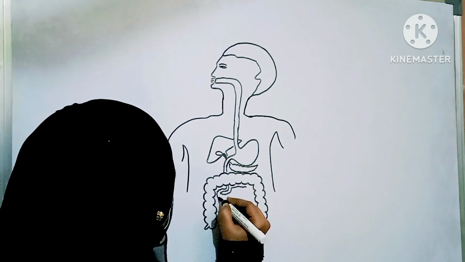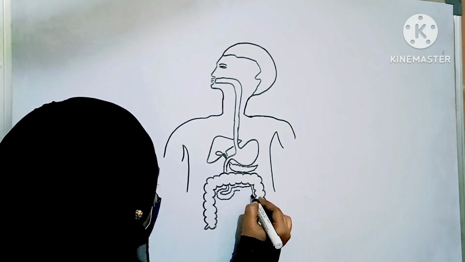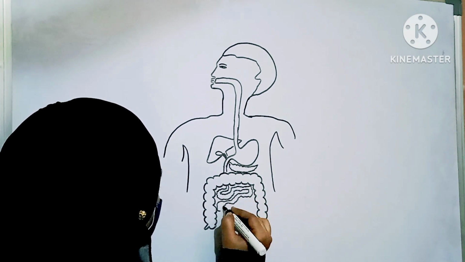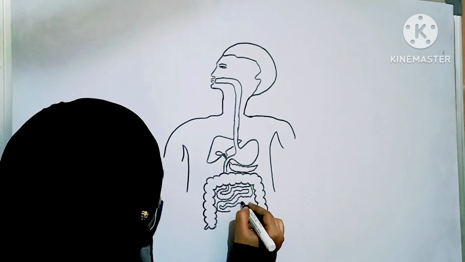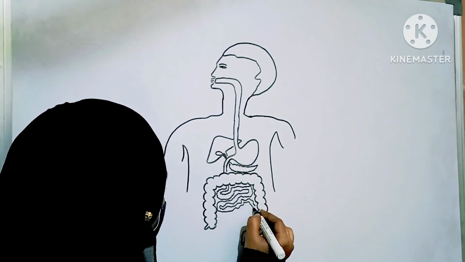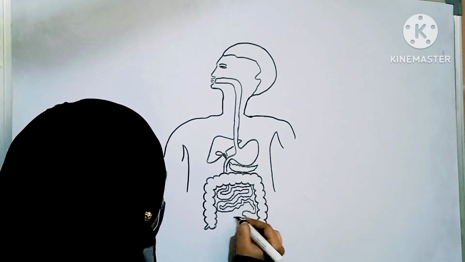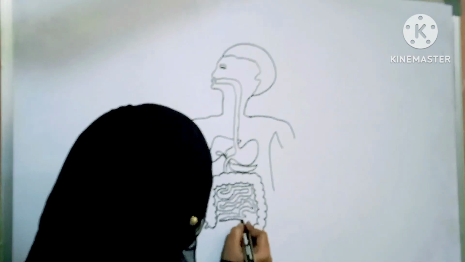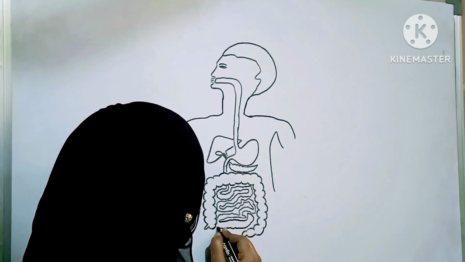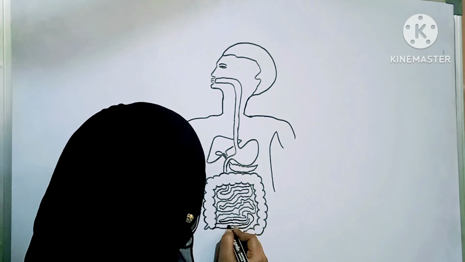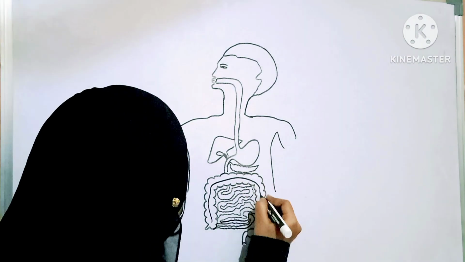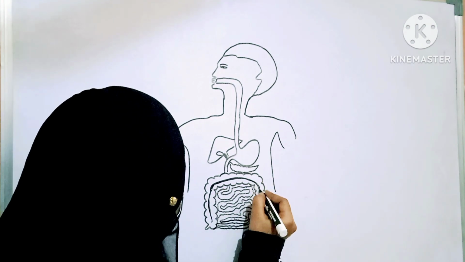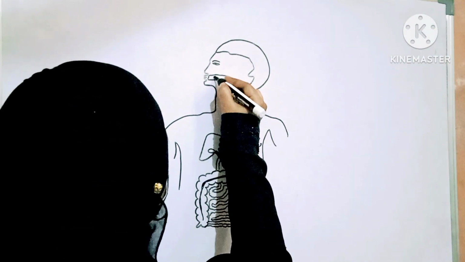Which are the organs that help in the digestion of food, that are involved in the process of digestion? The main organs of the digestive system are the mouth, food pipe or esophagus, stomach, small intestine, large intestine and anus.